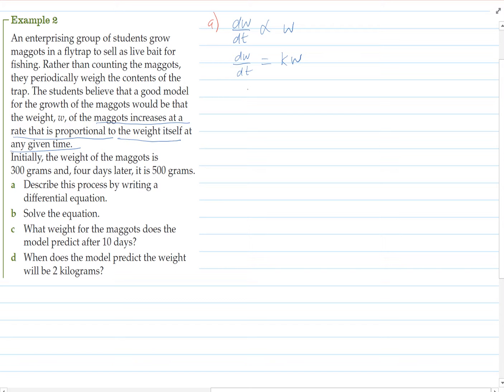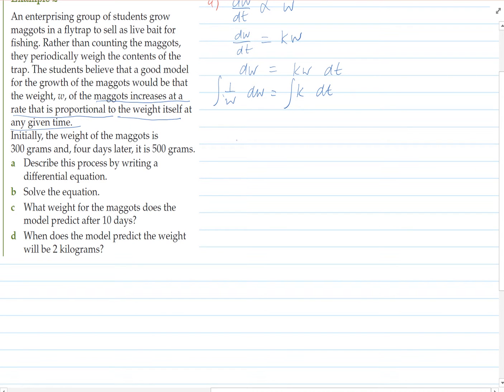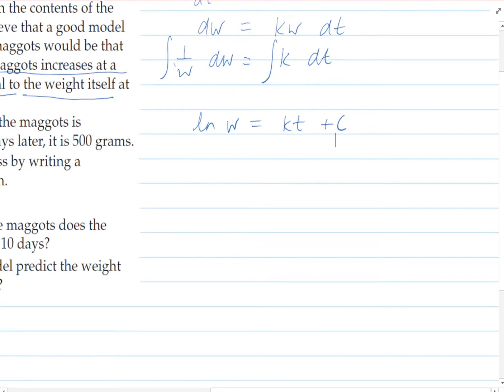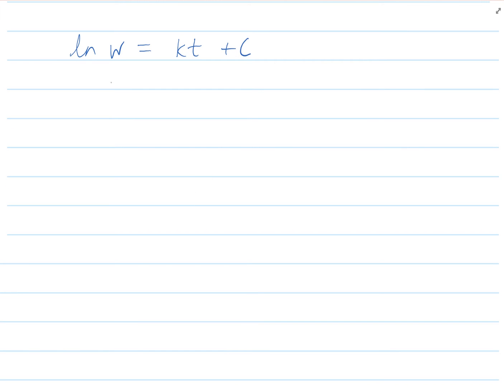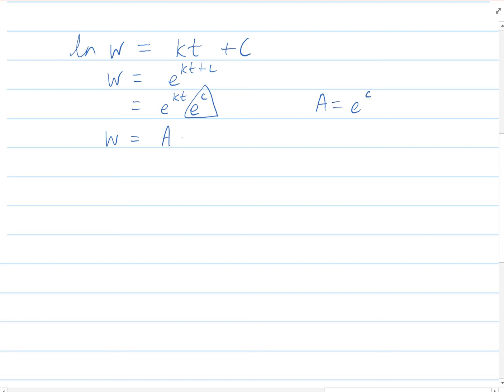So if we're going to solve this differential equation, we need to split it into what we're going to integrate with respect to. At the moment you can see that I've got w's with t's, so that doesn't work. So I'm going to have it as 1 over w with respect to w, and k with respect to t, and then we're ready to integrate both sides. So we get natural log of w is equal to kt plus c. If I'm wanting it in terms of w, then I'm going to have to take the power of e of both sides. So w will be equal to e to the kt plus c, which we can write as e to the kt times e to the c. And e to the c, we usually just write as a. So we can write the solution as a e to the kt.